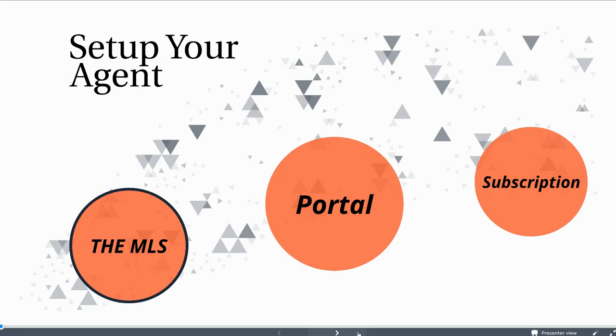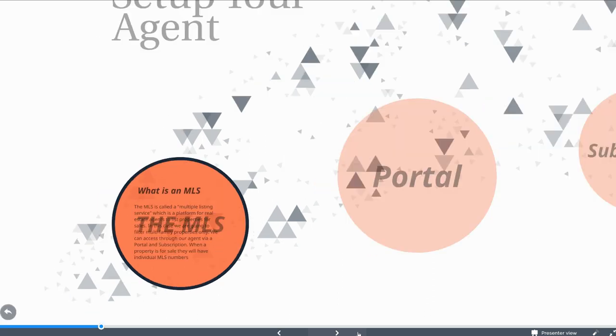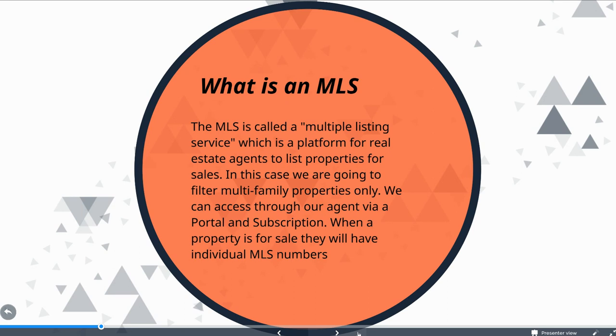Just as an FYI, there's something called an MLS that you're going to need access to, okay? The MLS is something called a multiple listing service. It's essentially a platform for real estate agents who list properties for sale. In this case, we're going to filter only multifamily properties. You can access that through your agent via a portal or a subscription, which we're going to go over. But essentially, when a property goes for sale, it's going to hit the MLS, which is the platform in which you're going to look for properties to purchase.